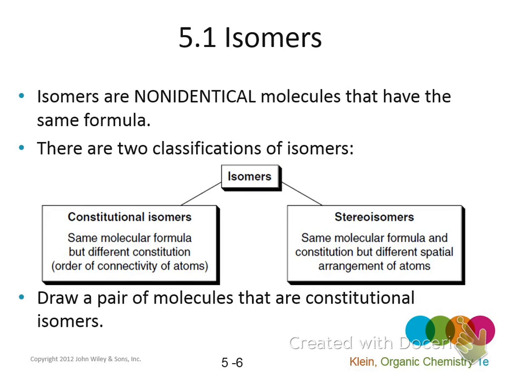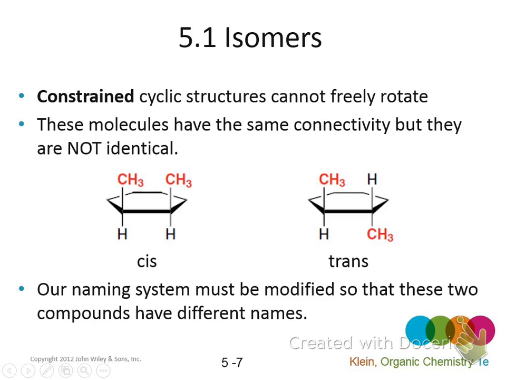Okay, so isomers. Isomers are non-identical molecules that have the same formula. So we talked about constitutional isomers already. Those are just same formula, but different connection of atoms. Constitution is different. Stereoisomers, same formula, same constitution, spatial arrangement is different. Okay, so a pair of molecules that are constitutional isomers, I already did that on the first slide, so skip it.